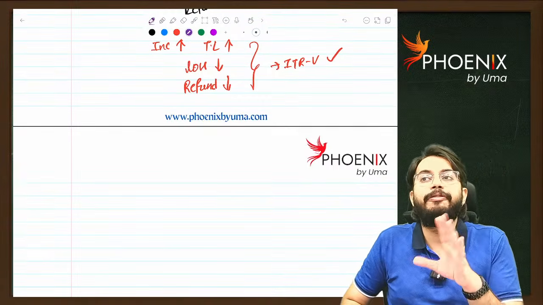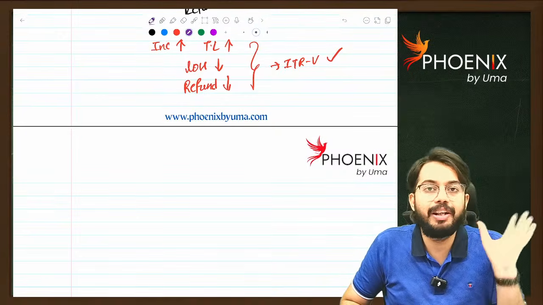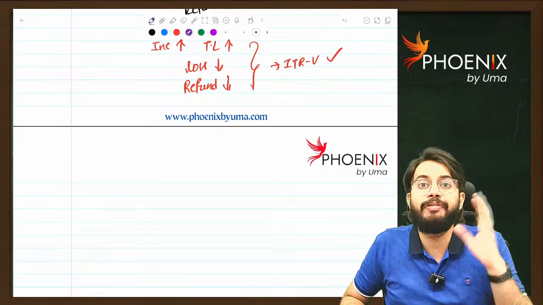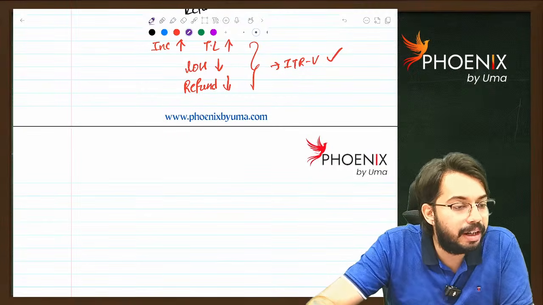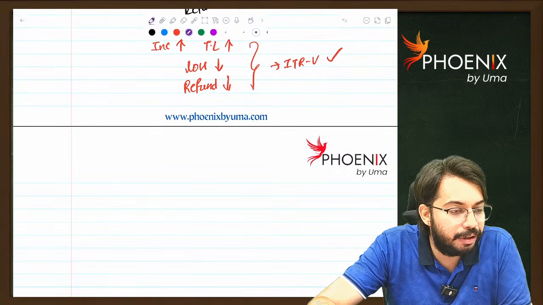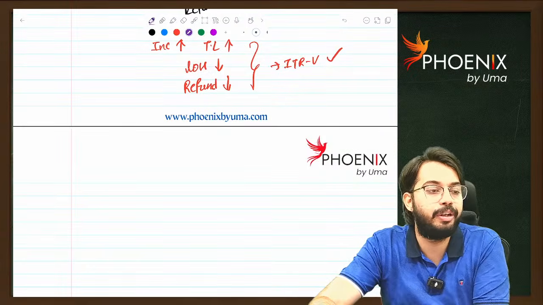Next, because of ITR-U, if any earlier year income changes, then you need to file ITR-U of earlier years. Wait, one comment. Original return loss was 20 lakhs, but ITR-U loss was reduced to 2 lakhs. Is it possible to file? No, it is not possible to file.